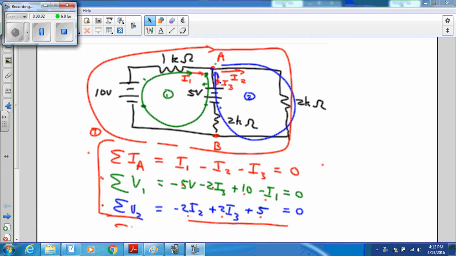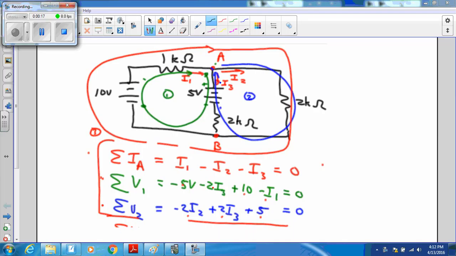Howdy. I wanted to be clear about the instructions from class today for your homework problems. Today we considered a circuit that was subject to a Kirchhoff's law analysis.